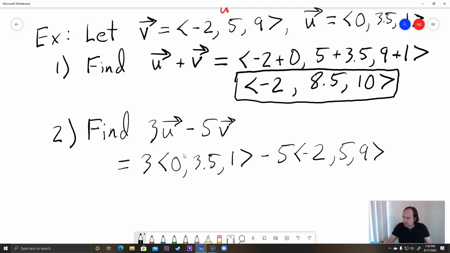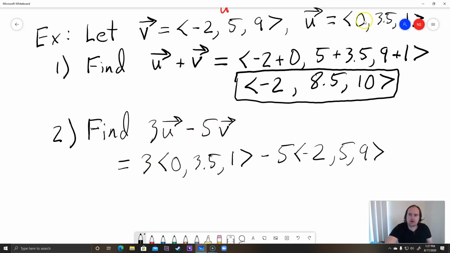And by the way, in problem number 1, I accidentally added them in the wrong order. I actually did v plus u, but it didn't end up mattering because when you're adding, the order doesn't matter. Technically, in problem number 1, I should have had 0 plus negative 2 and 3.5 plus 5 and so forth. But because I was adding, I just didn't care about the order. That's why I wrote it in the wrong order and I got away with it. But here the order does matter for 3u minus 5v because u and v are different vectors and we're actually subtracting. When you're adding, the order doesn't matter, but when you're subtracting, the order does matter.